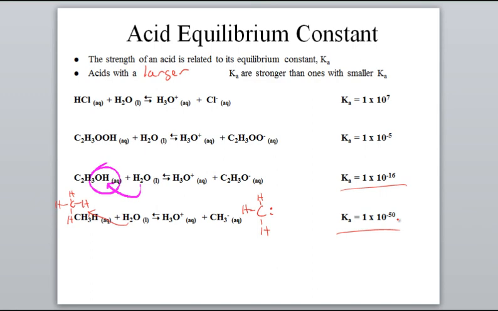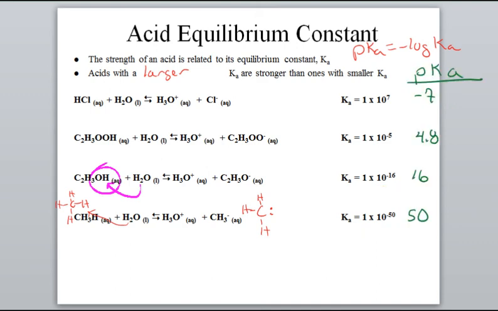In carbon-based chemistry and organic chemistry, it would be nice if they used Ka values because you're used to it, but they use pKa values instead. Remember, pKa is a constant, and it's just the negative log of the Ka value. So instead of using Ka values to say how weak or strong a bond is, you can use pKa values. If you plugged all these Ka values into here, we'd get a listing that would look like this: negative 7, 4.8, 16, and 50. That's just plugging the Ka values into this equation.